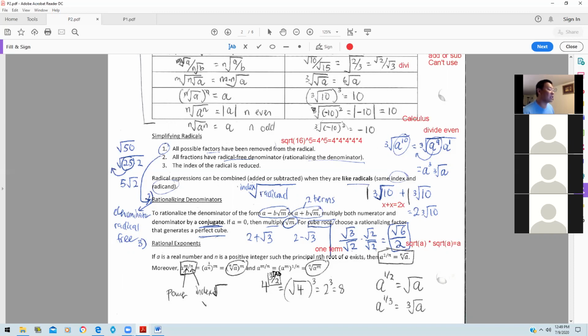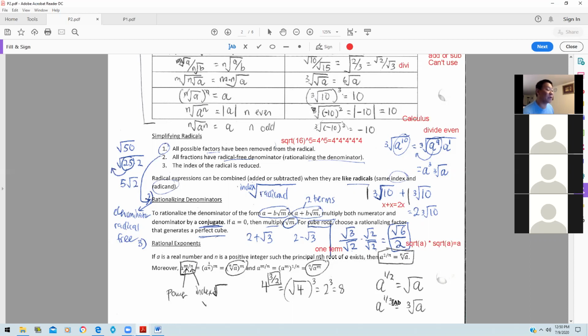So make sure you know that the top one is always your power, the bottom one is your index. The square of 4 is 2, and then the cube root of 8 is 2. I just want to point out that a to the power of 1/2 is the square root of a. A to the power of 1/3 is the cube root of a. So the number underneath is your index. This is how we change from exponents to radicals, and radicals back to exponents.